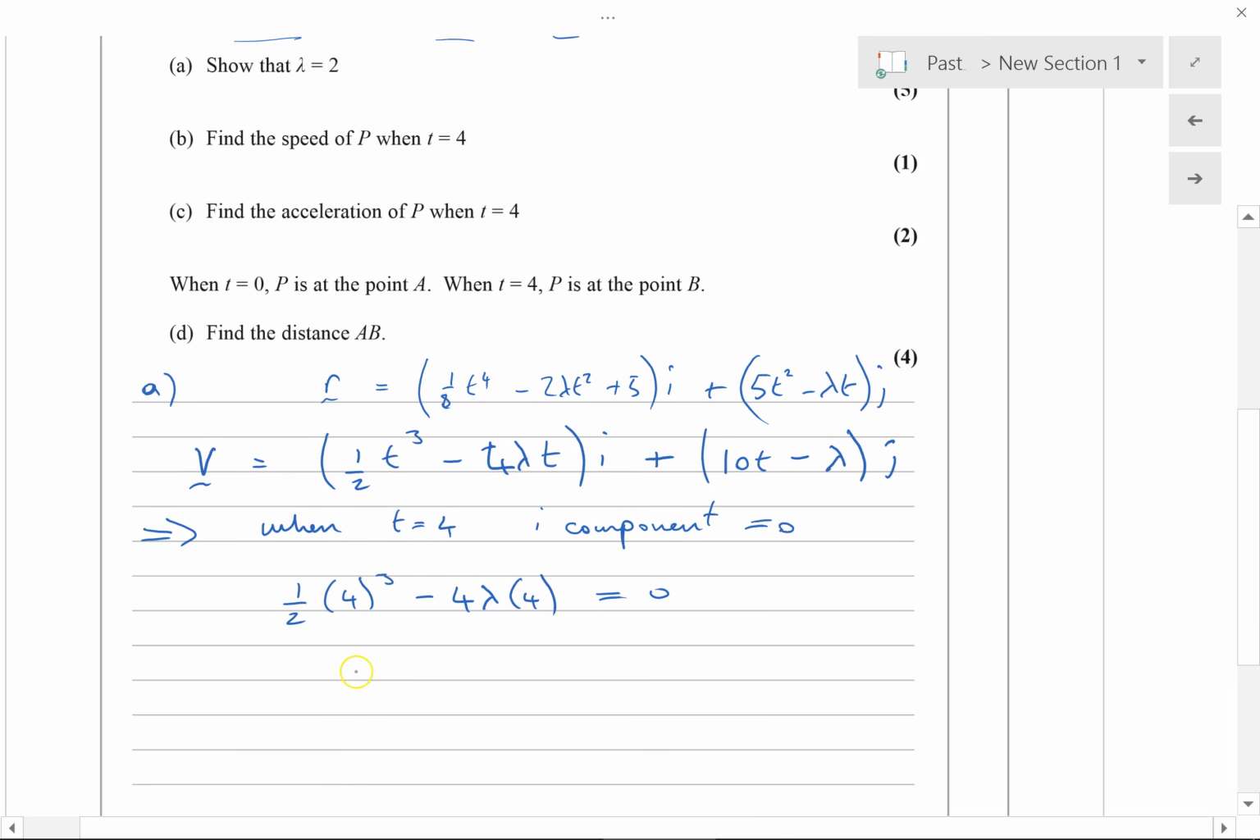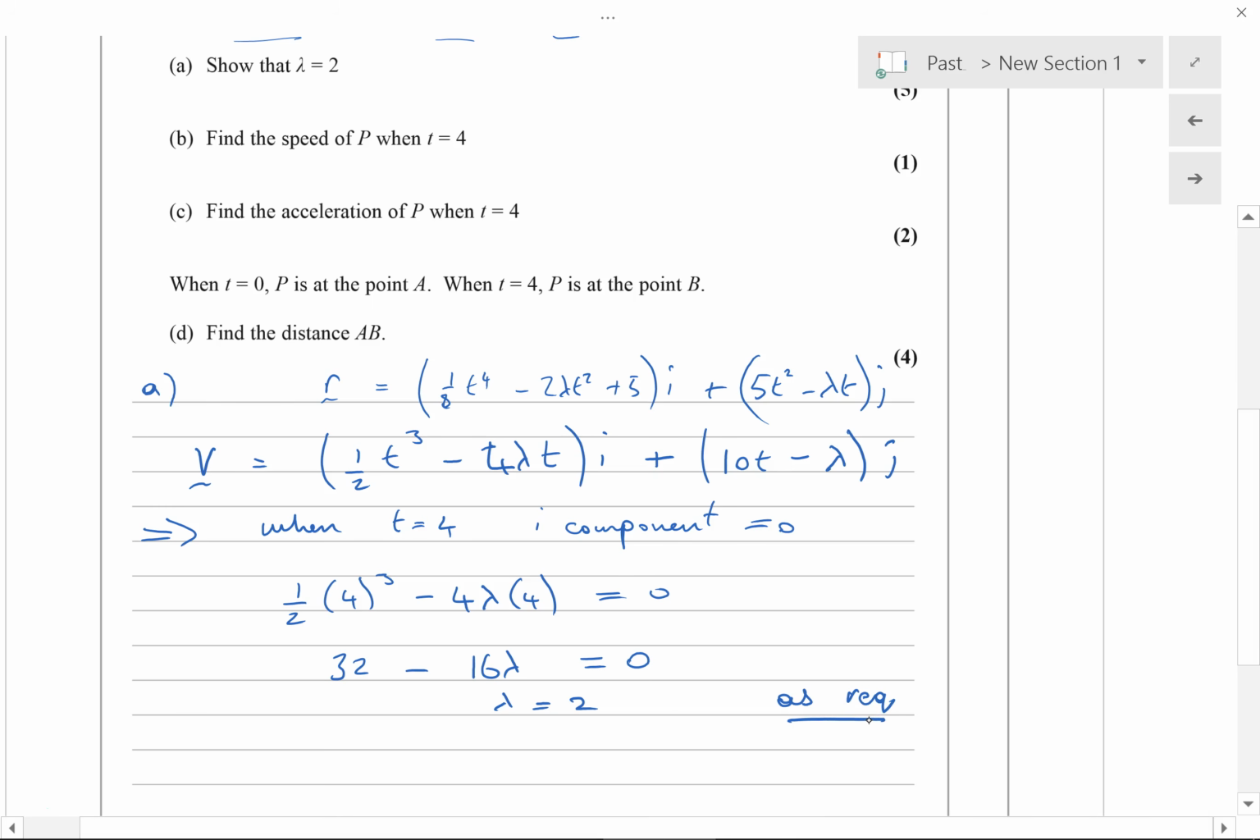This is one of these nice situations where they tell you the answer. This bit is 32 minus 16 lambda, which is equal to 0. So that gives us lambda equals 2, as required.